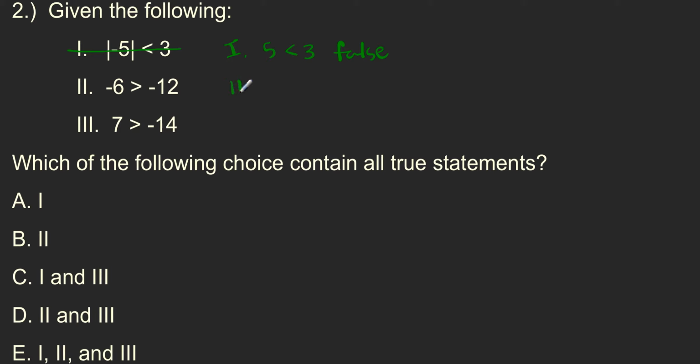For number 2, we don't have anything to change here because we don't have any absolute value bars. And negative 6 is greater than negative 12. If you need your number line, here's 0, negative 1, 2, 3, 4, 5, negative 6 is here, negative 12 is here. Negative 6 is closer to 0, so that makes it bigger, so that's true. Number 3 should be easy to determine, because a positive number is always going to be greater than a negative number, so Roman numeral 3 is also true.